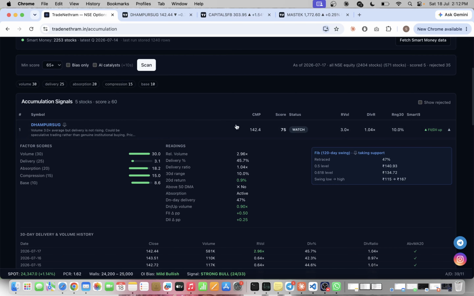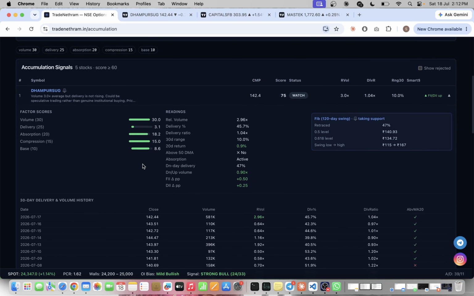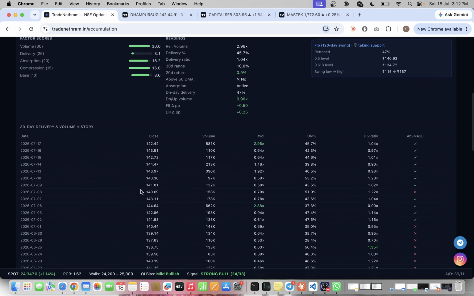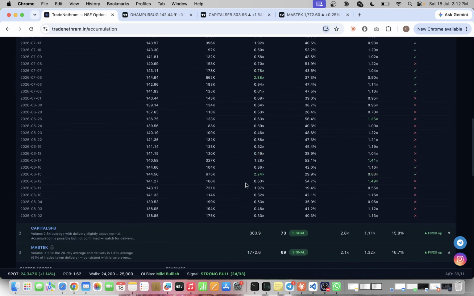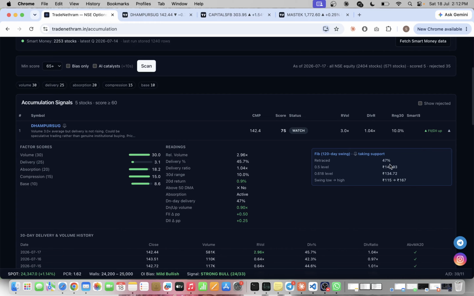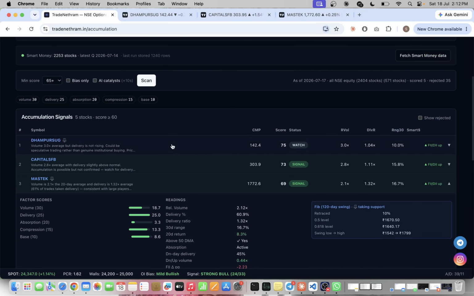Also you can see all the information like volumes, relative volumes, and the previous 30 days delivery data, when it is spiking, when it is not spiking. All the information you can see here. And the Fib retracement levels have also been drawn over here. Okay, so that's how we need to use it, guys.